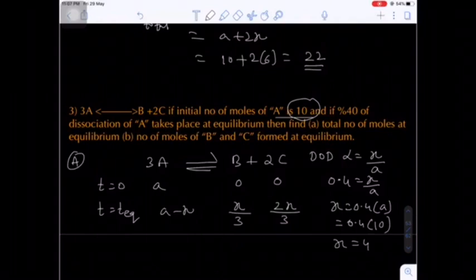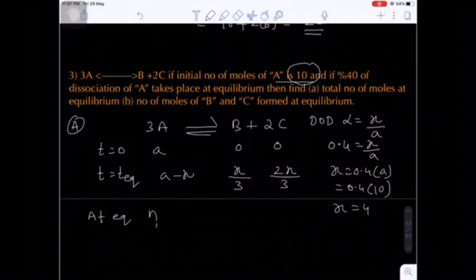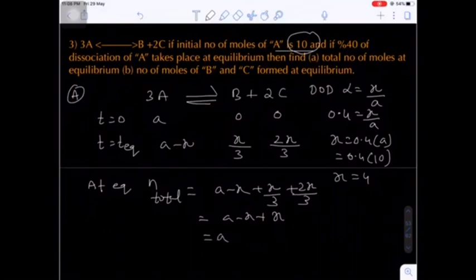4. Okay. Now here the total number of moles at equilibrium. At equilibrium, total number of moles will be A minus x plus x by 3 plus 2x by 3. Okay. So A minus x plus 3x by 3 means x, plus x minus x gets cancelled. That will be small a. What is the small a value given in the question? That is the initial number of moles, 10. Equilibrium number of moles is also here 10.